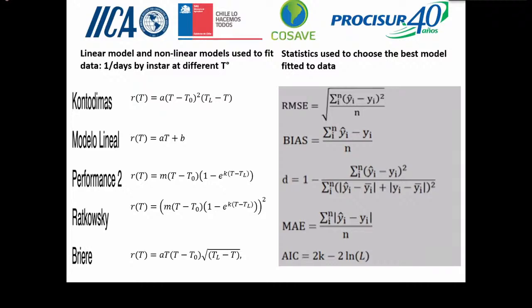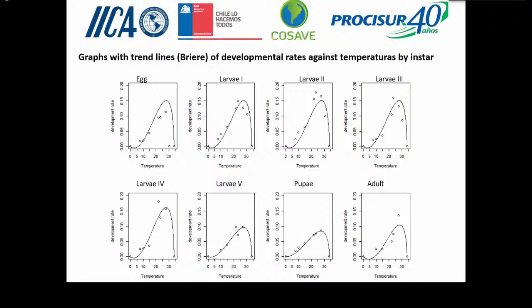In order to define the most appropriate model, we use statistics. And at the end, they determine the best adjustments. Then we select the model that best reflects nature, and we perform the phenological modeling. Here are the different stages and their graphs with trend lines, showing the development rates against the temperature. The response is non-linear. So in addition, it offers the opportunity to determine upper thresholds at very high temperatures and lower threshold values, so we can see both limits at which the eggs of the species will develop.